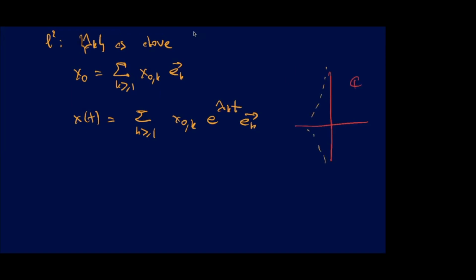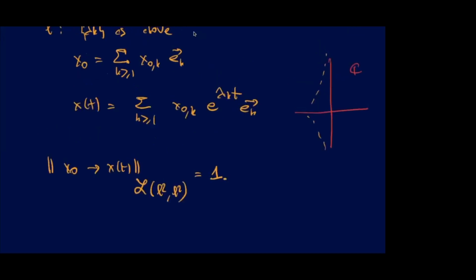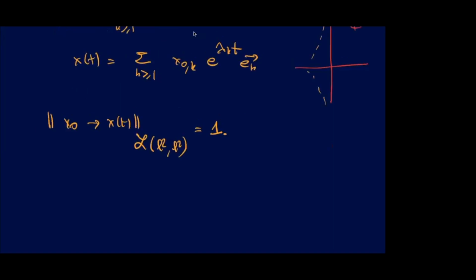And then if you look at this map, the map that to x0 associates the norm of xt in, say, the space of linear bounded operators from L2 into L2, you see that the norm of this operator is equal to 1. Why is the norm of this operator equal to 1? Of course, the norm of this operator is less than or equal to 1.